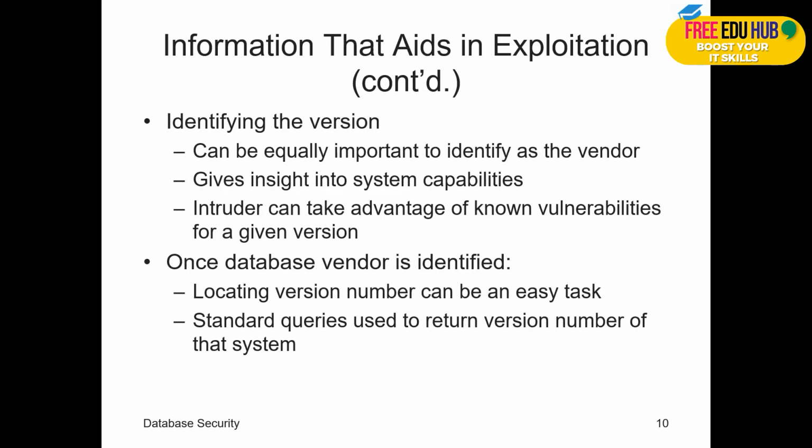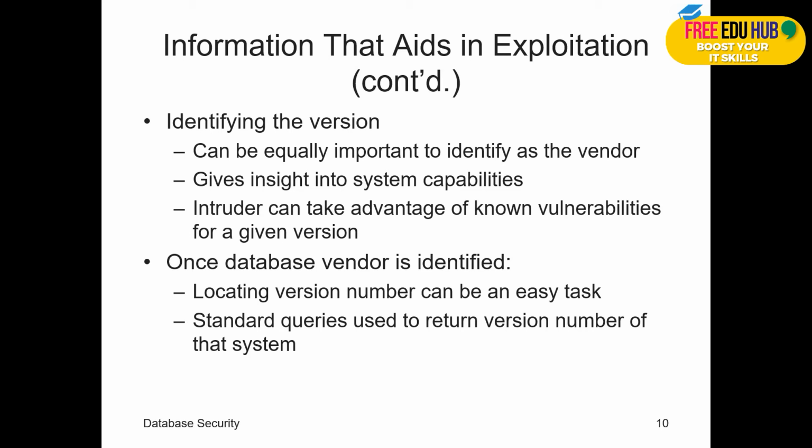Now, identifying the version can be equally important. Identifying the vendor gives insight into the system capabilities. An intruder can take advantage of known vulnerabilities. If someone is still using an old SQL Server, version 2008 or 2012, you know that there are some known vulnerabilities in those databases. If the attacker knows these vulnerabilities, they will exploit them and craft a special kind of intrusion into those databases, which would give them access to the databases itself.